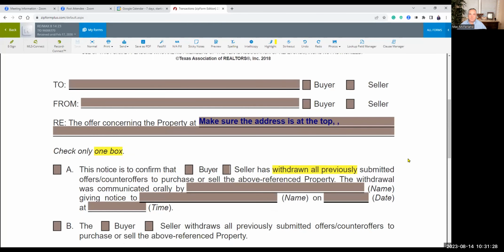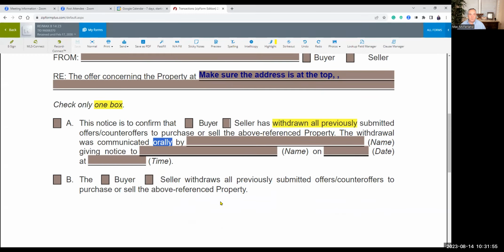So if I write up an offer and I send it over to you, and I'm talking to the buyer and they go, you know what, we've changed our mind. We don't want to do that. I can text you, call you, email you, but I can also send this form. And when I talk about text, call, or email, here's the information. The buyer withdraws all previous submitted offers. Whichever way you want to do it, I use the text, call, email, and then the form would be great, so you have it documented.